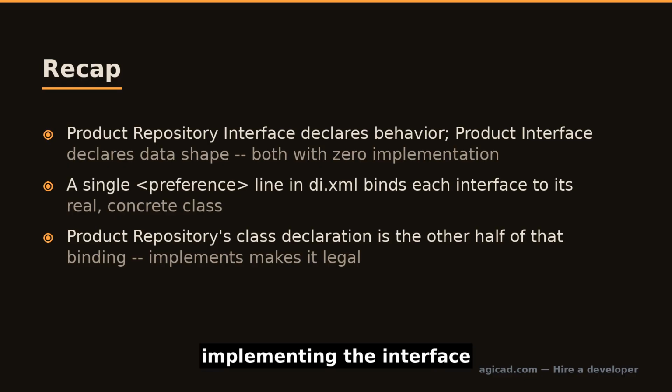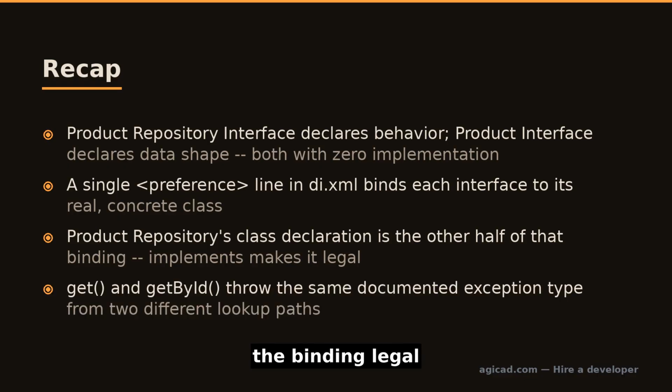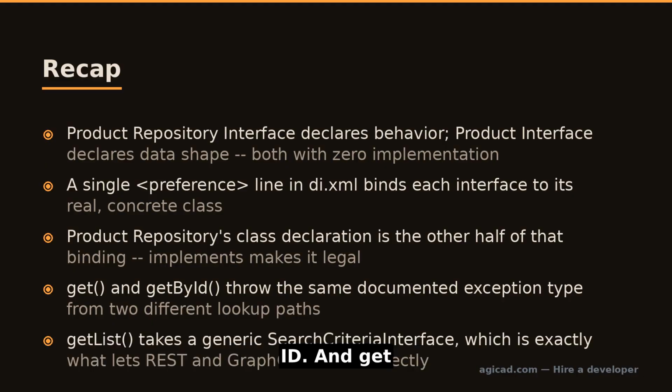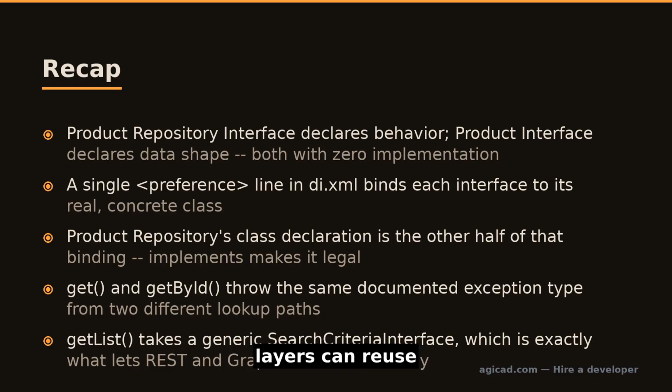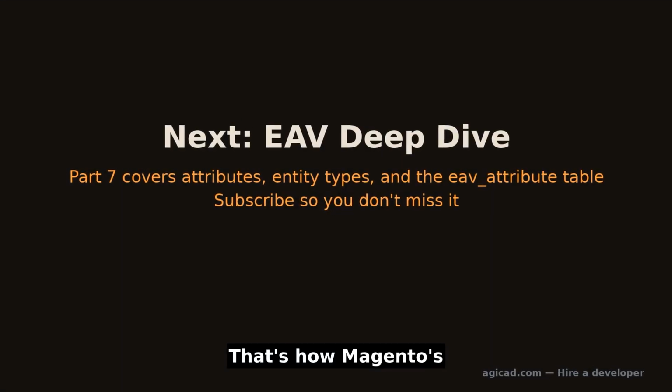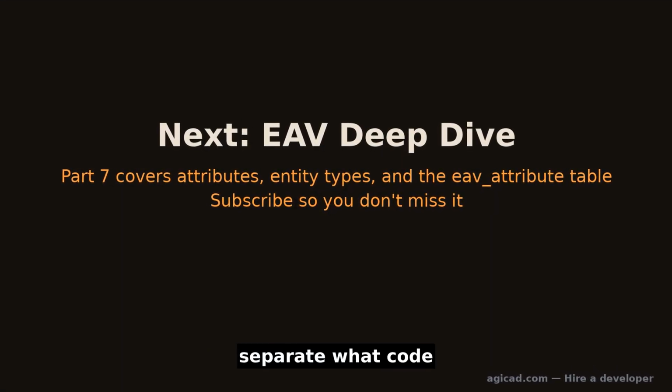Get and getById throw the same documented exception type from two genuinely different lookup paths, SKU versus numeric ID. And getList's use of a generic search criteria contract is exactly why Magento's REST and GraphQL layers can reuse the same repository directly, instead of needing separate query logic for the web API. That's how Magento's service contracts actually separate what code depends on from what code runs, straight from the pinned 2.4.9 source with every file and line cited.